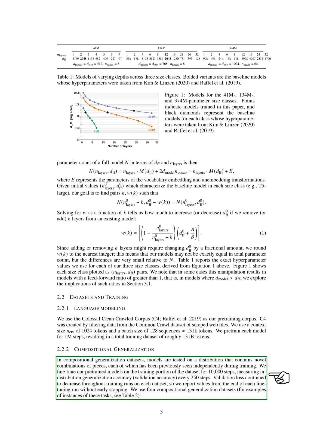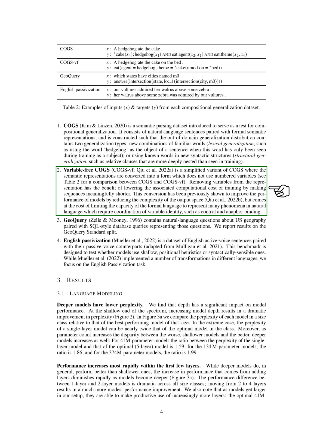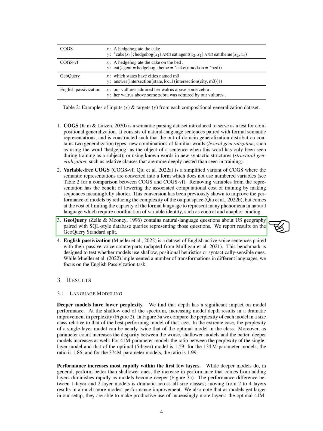We use 4 compositional generalization datasets. The first one, COGS, is a semantic parsing dataset designed to test compositional generalization. It consists of natural language sentences paired with formal semantic representations. The second one, variable-free COGS or COGS-VF, is a simplified version of COGS where the semantic representations do not use numbered variables. This simplification reduces the computational cost of training by making sequences shorter. The third dataset, GeoQuery, contains natural language questions about U.S. geography paired with SQL-style database queries.